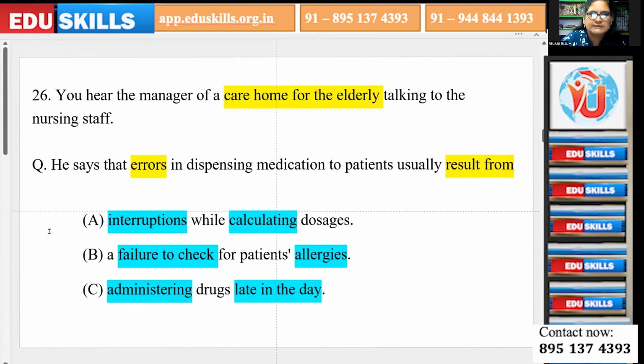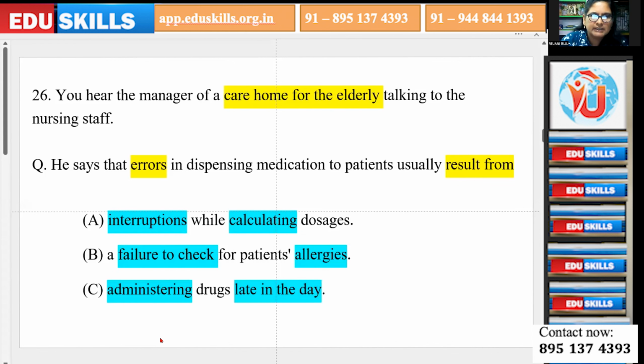Question number 26. You hear the manager of a care home for the elderly talking to the nursing staff. Okay, care home for the elderly. That is the context telling us. Then the question is, he says that errors in dispensing medication to patients usually result from. Errors result from. So what is the reason for the error? Okay, result, you know that it means reason for the error.